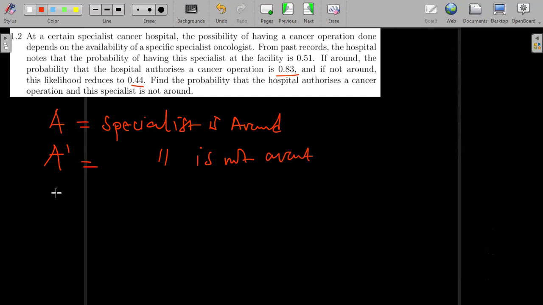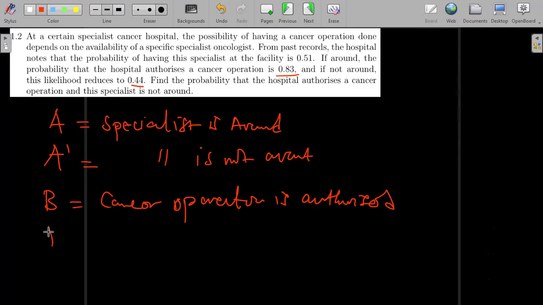And then also, let's have the event that authorizes a cancer operation. So let B be that the cancer operation is authorized or allowed. And then let B complement be that the cancer operation is not authorized. So we've named our events, and it will be very easy for us to calculate the probability.